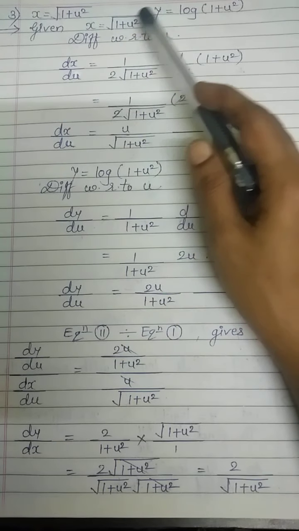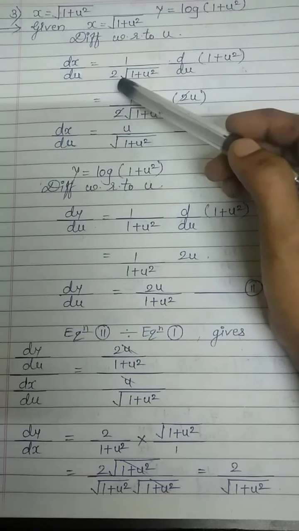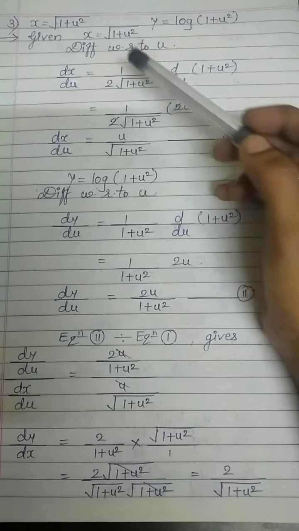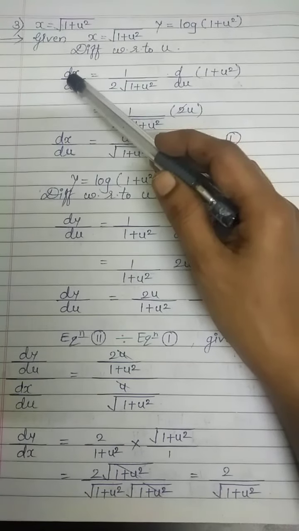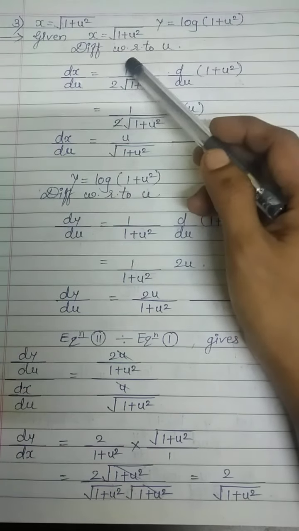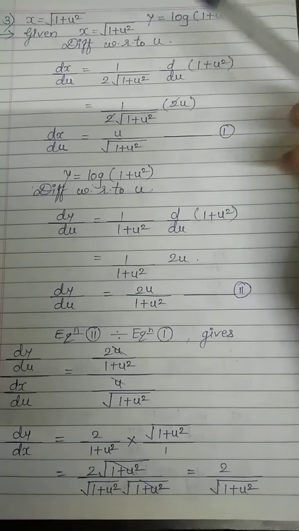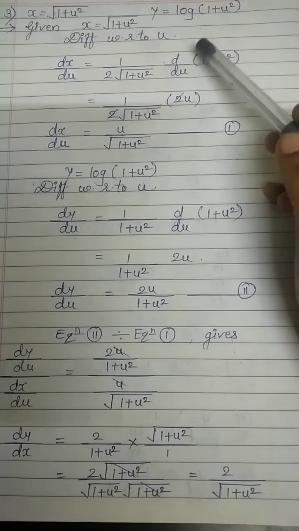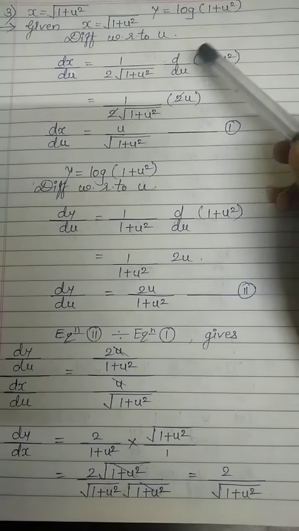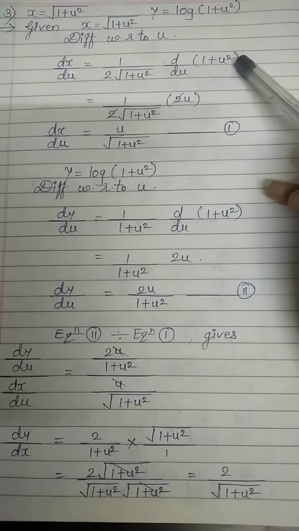We know that derivative of root x is 1 upon 2 root x. So here we use that concept. So dx by du is equal to 1 upon 2 root of 1 plus u square into the term which we consider as x, derivative of that term. So derivative of 1 plus u square.